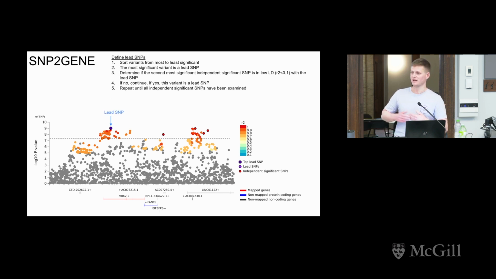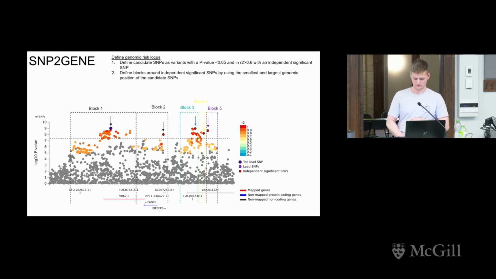The next definition is a lead SNP. Again, it sorts variants from most to least significant, and the most significant variant is the lead SNP. Then it takes the list of independent significant SNPs, and if those are in low LD with the most significant SNP, where the default is R² less than 0.1, then it becomes a lead SNP. But if they're in higher LD than this, it's just considered independent significant and not a lead SNP.